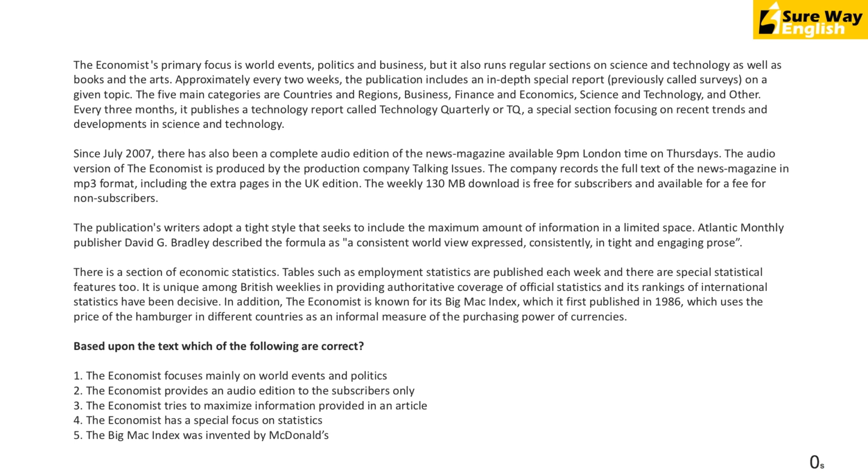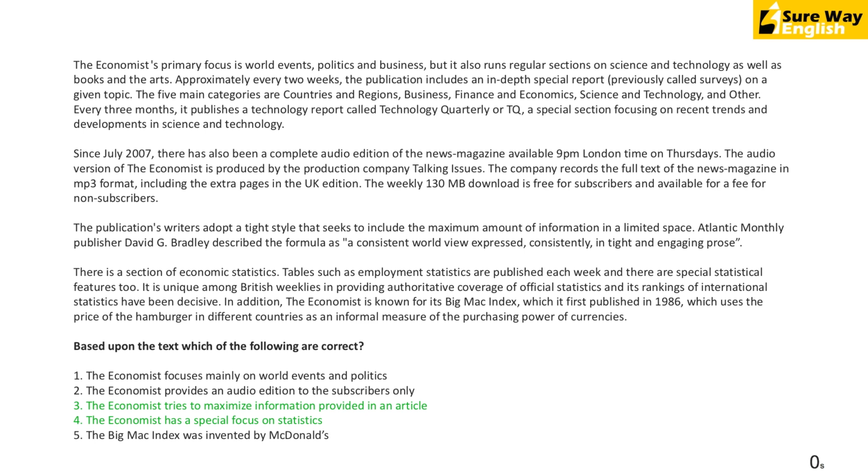You'll know that it's about the economist, and then it gives a general introduction. Then this talks about the audio edition, about the writing style or the article style, and then some other sections. After you have quickly skimmed through it, you would know which information is where. Now the correct options were third and fourth. Okay, how did we get that?